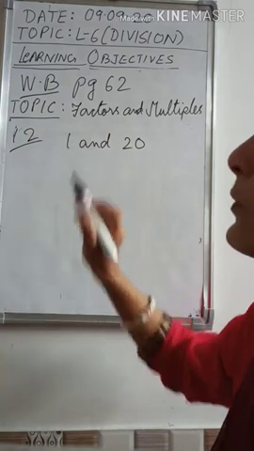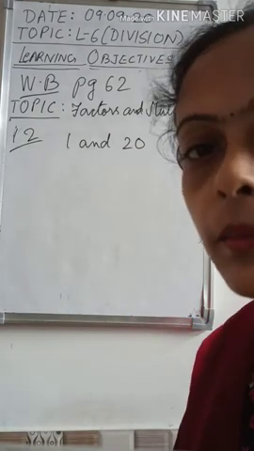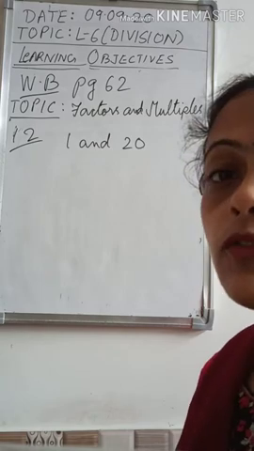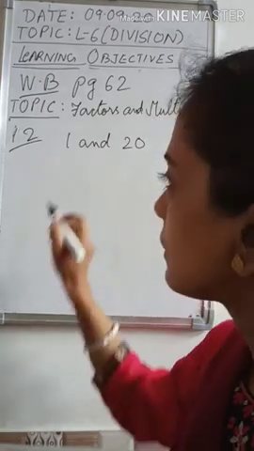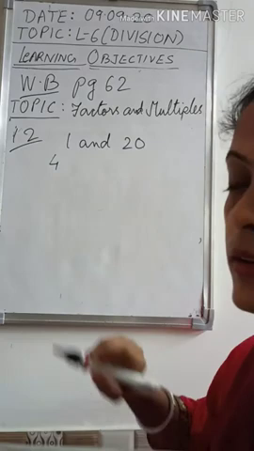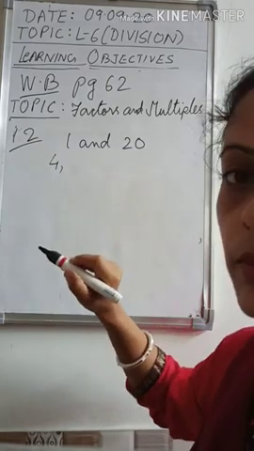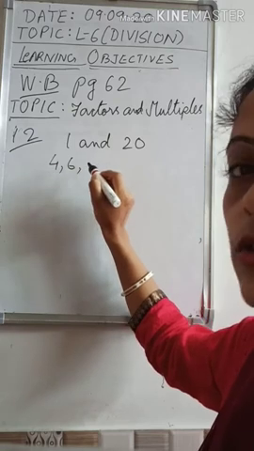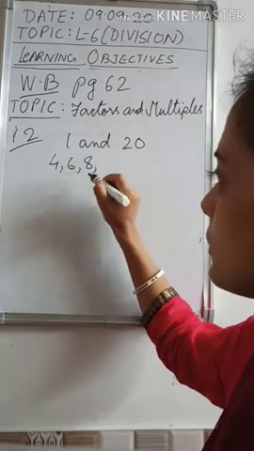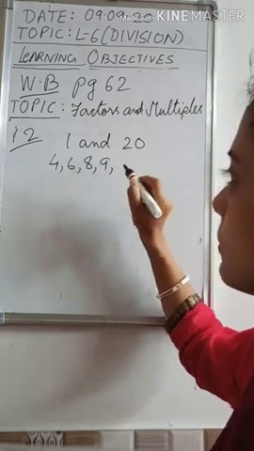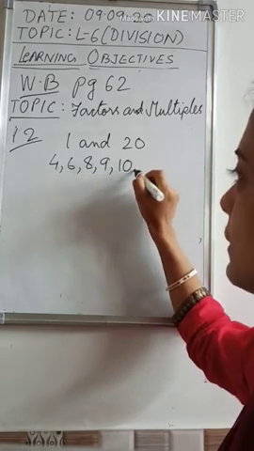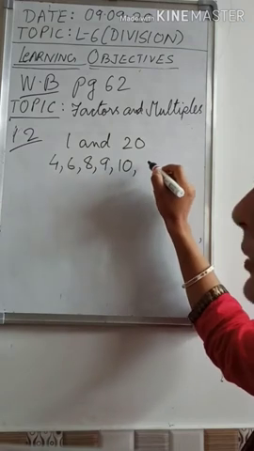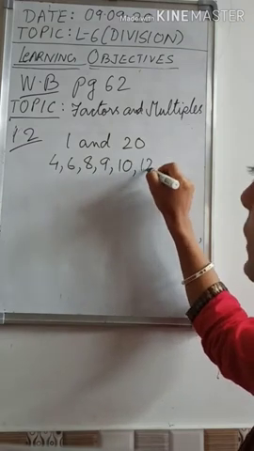So after 1 comes 2. 2 is not a composite number, it's a prime number because it has only 2 factors. 3 is a prime number. 4 is not a prime number, it's a composite number, so you can take 4. After 4, 5 is a prime number, so you cannot take it. 6 is a composite number. 7 is not a composite number. 8 is a composite number. 9 is a composite number. 10 is a composite number. Then 11 is a prime number. So in that way you will get many.